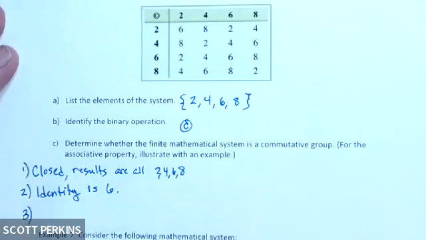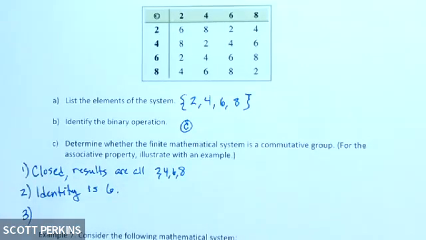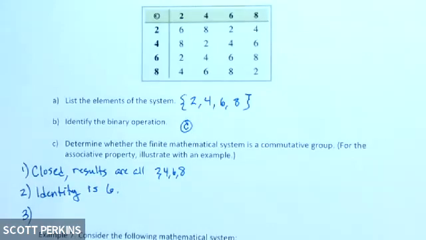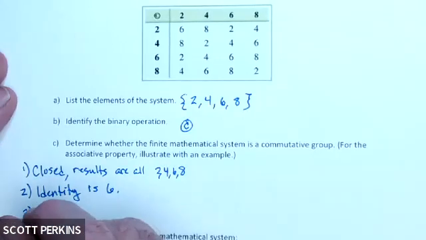The third thing you're going to do is, since there's an identity, we're going to see, does every element have an inverse? So for 2, 4, 6, and 8, identify if there is an inverse element.